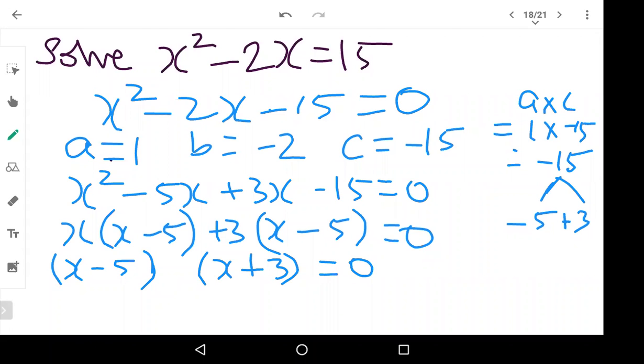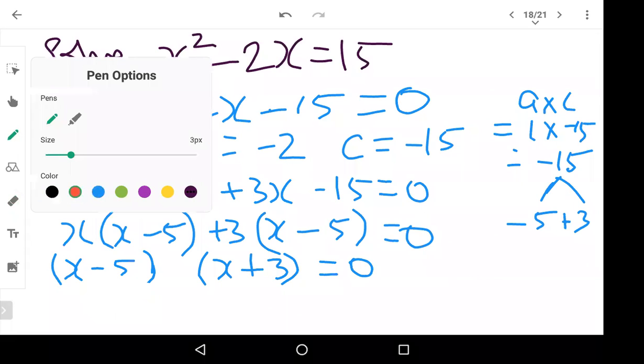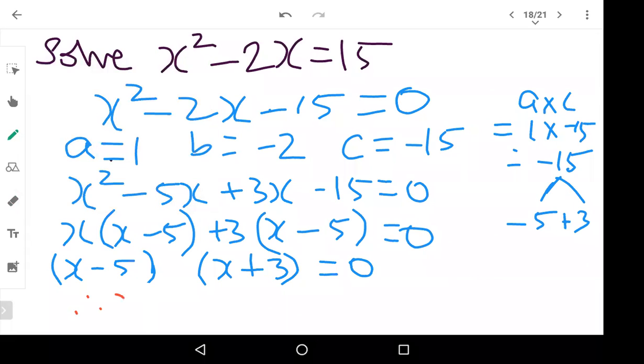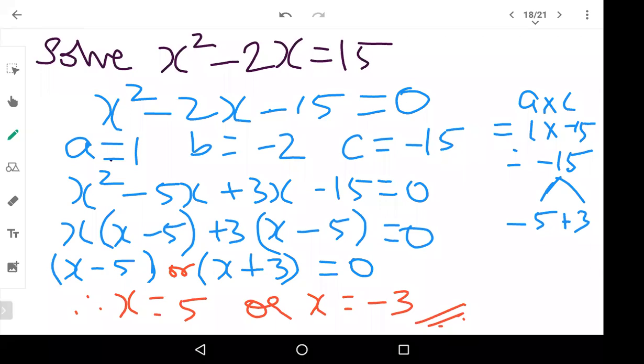Correct. Many of them, yeah. Now Padma Priya got the answer. Pavan correct, minus 3. Bhavya also correct. Okay, so x is equal to, so final answer is, therefore x is equal to 5 or x is equal to minus 3. Nice. Everybody understood?